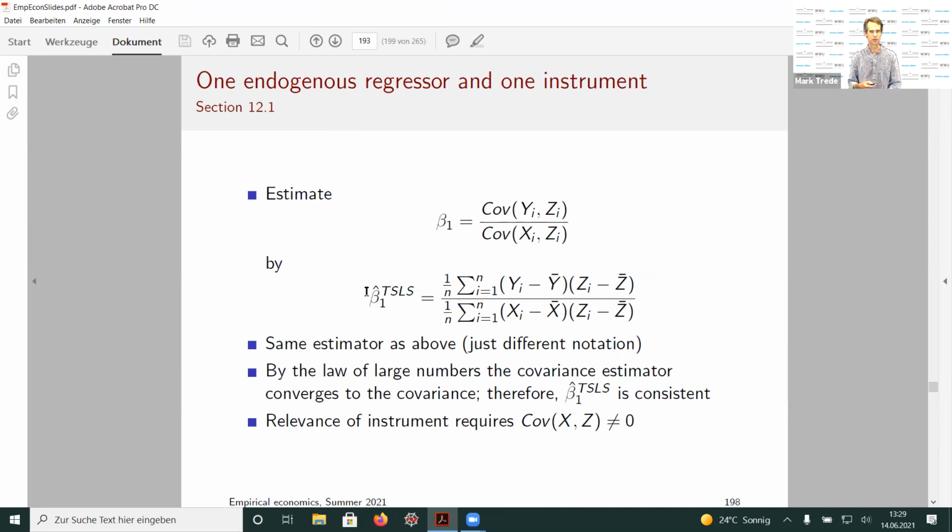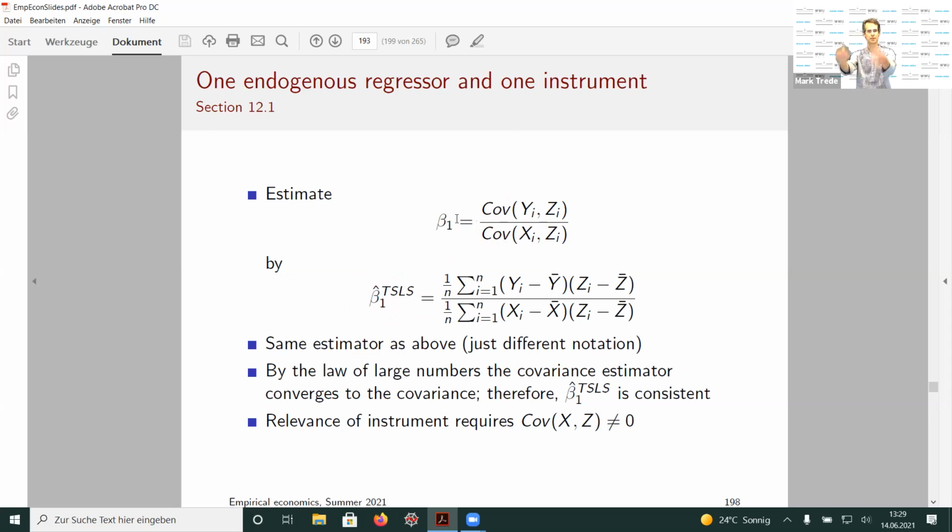All right, so if we have a law of large numbers, then the covariance estimator converges to the covariance. That's just the meaning of the law of large numbers. An average, look here, this kind of average, converges to an expectation, and therefore this empirical covariance will converge asymptotically to the true covariance, and the same is true for the denominator. This empirical covariance will converge asymptotically to the true covariance, which is non-zero. So the estimator will converge to the true value, which means that it's consistent.